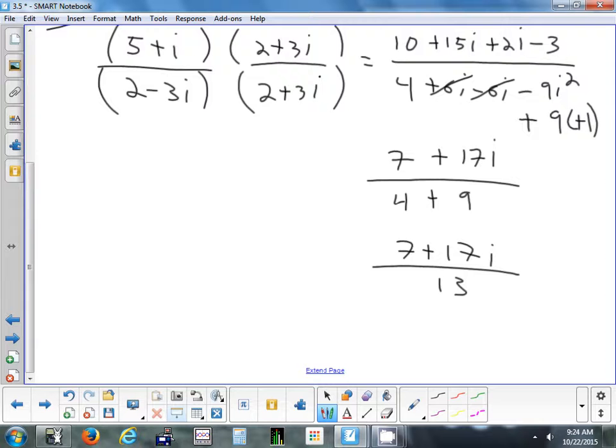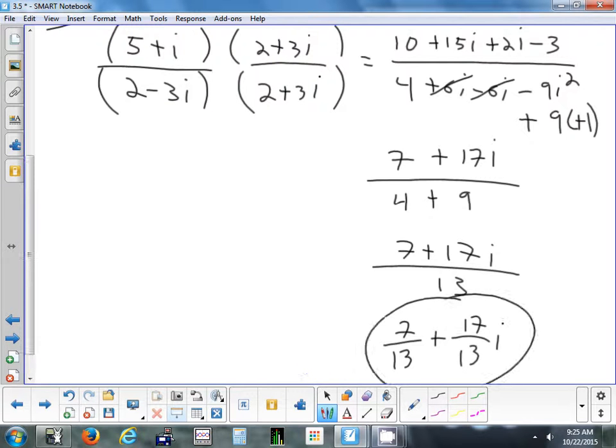And now the only thing that's wrong with that answer is we don't have the real part and the imaginary part separate. It's one big fraction. So the way I'd like you to write it is just separate out like this. Take the real part, put that over 13. Take the imaginary part, put that over 13. You can leave the i in the top. People usually put the i in the middle, just like I have it. Don't put it in the bottom.